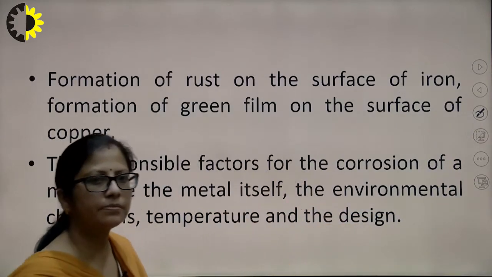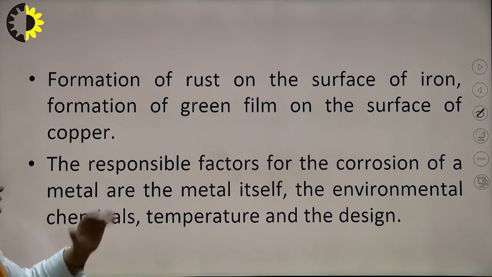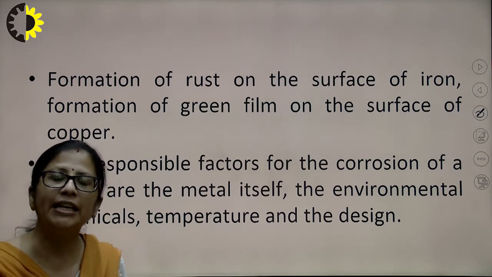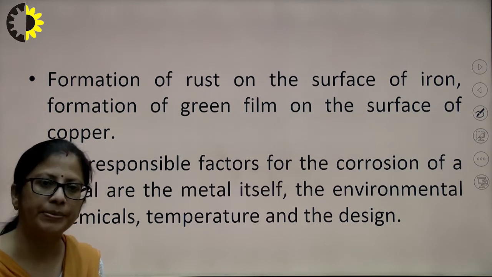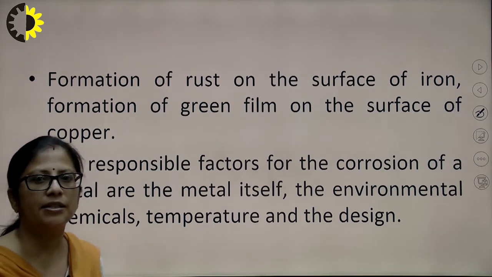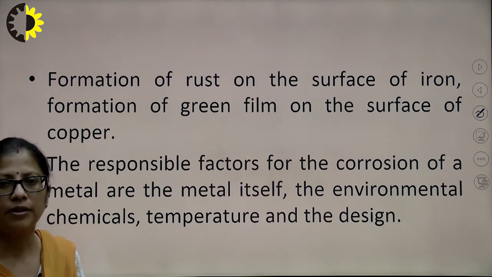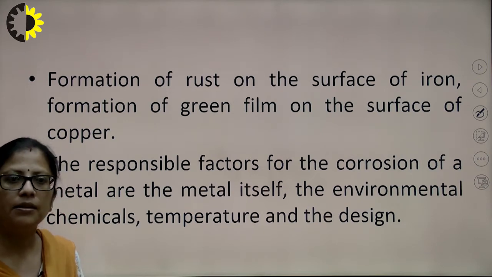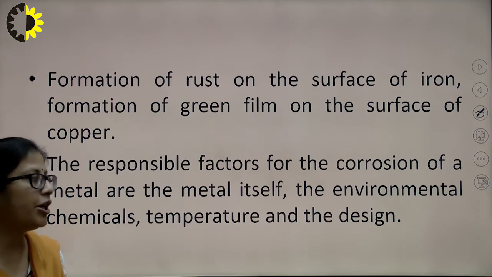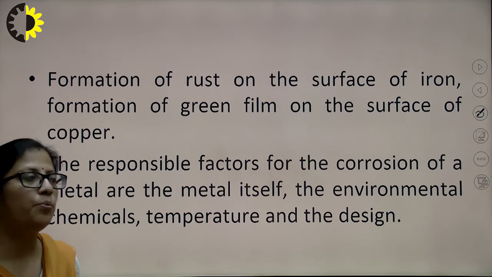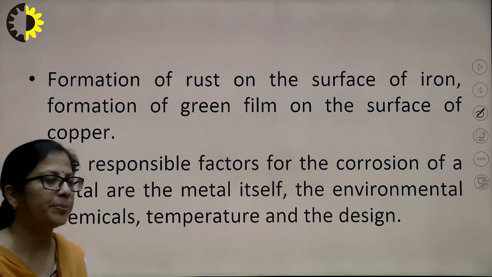Examples are the formation of rust on the surface of iron, or the formation of a green film on the surface of copper. The responsible factors for the corrosion of a metal are the metal itself, the environmental chemicals, the temperature and the design. So, these are the main factors which support corrosion.